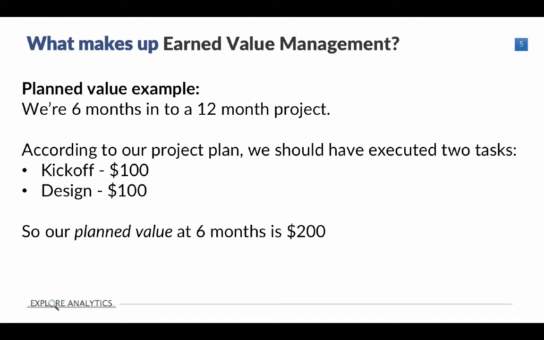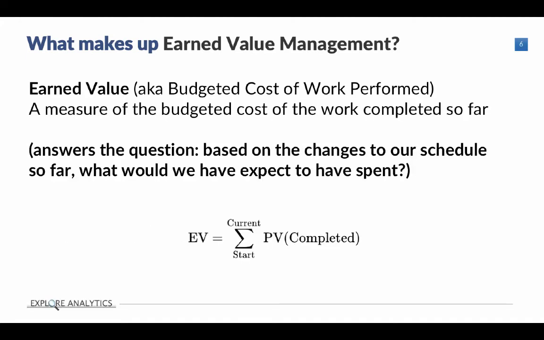Let's take a look at the second. The second component of earned value management is called earned value. This is the real key of earned value management. It's also called budgeted cost of the work performed. It's a measure of how much of the work we have completed so far. It answers the question, based on changes to our schedule, running ahead or behind, what would we have expected to spend in the original plan?